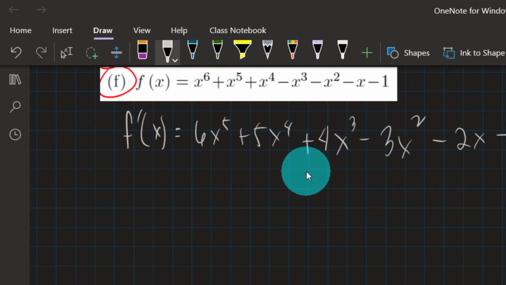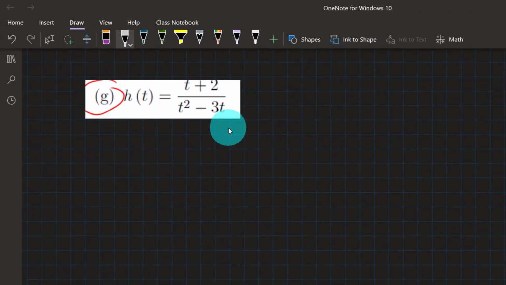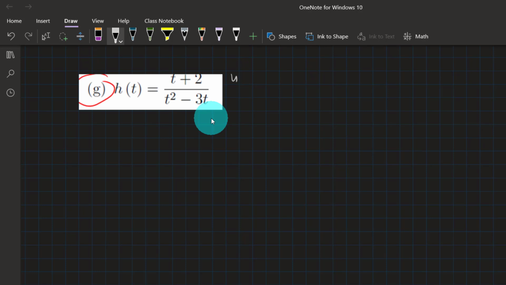Letter G. So this is a quotient. So before we use the quotient rule, identify muna natin yung mga parts. This is our U at this is our V. So ang ating formula is d dx ng u over v is equal to v du over dx minus u dv dx all over v squared. Okay?